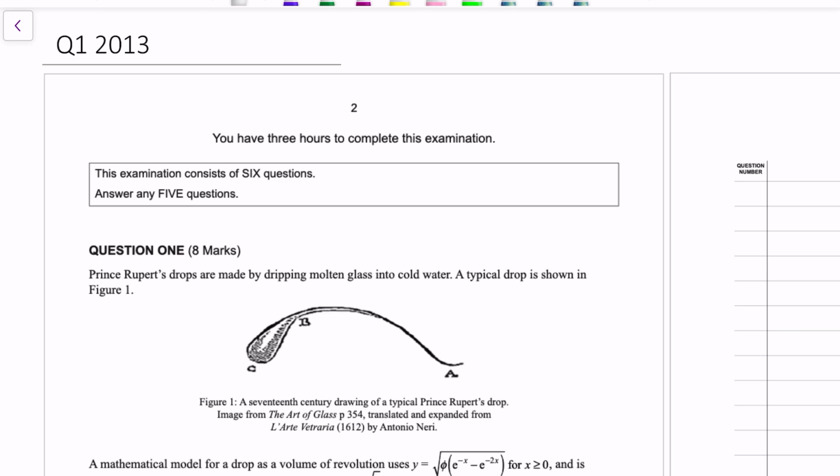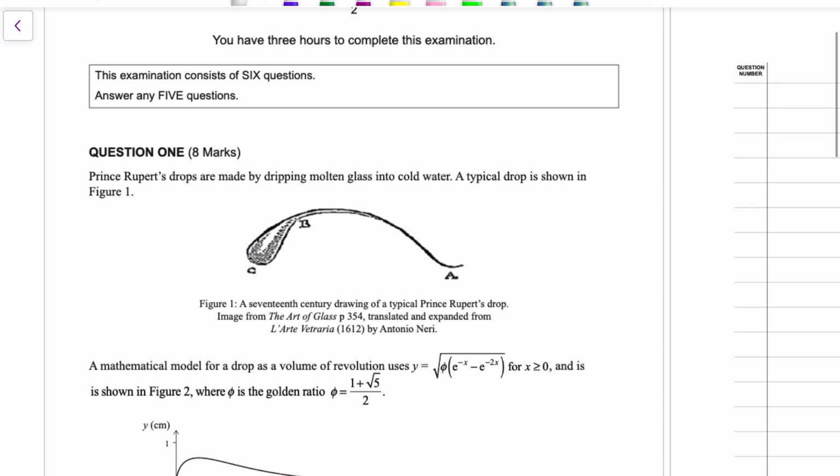This year's exam had 6 questions, of which you could choose any 5. Over the next week we'll look at all 6 questions. This first one here is fairly reasonable. It involves using a mathematical model to approximate a Prince Rupert drop. The formula looks a bit messy.